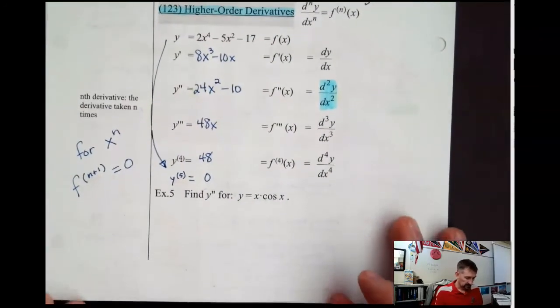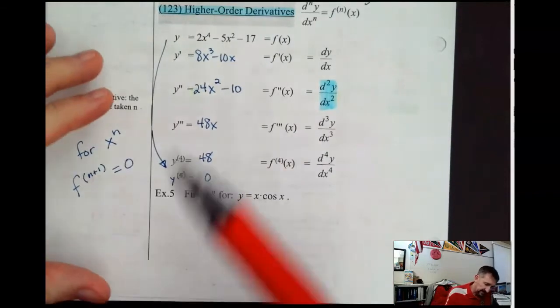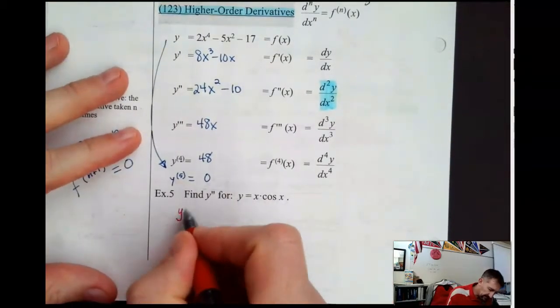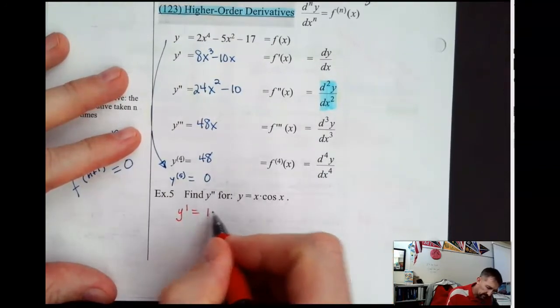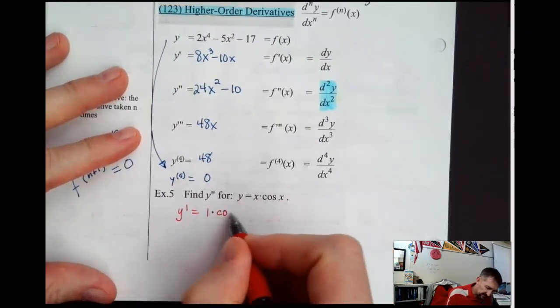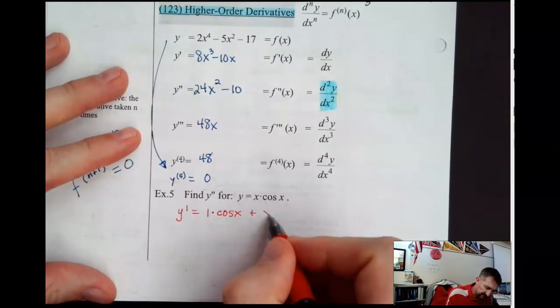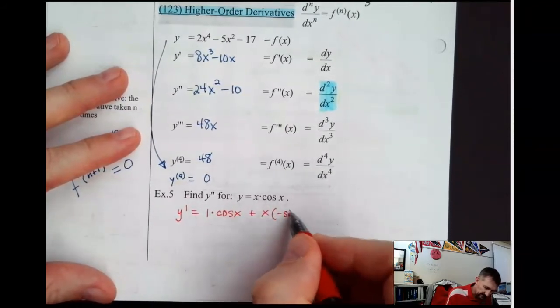Okay, so let's try this one out. Second derivative of this. So the first derivative, we have to use the product rule. So the derivative of this is 1. Derivative of the first thing times the second thing plus the first thing times the derivative of the second thing.